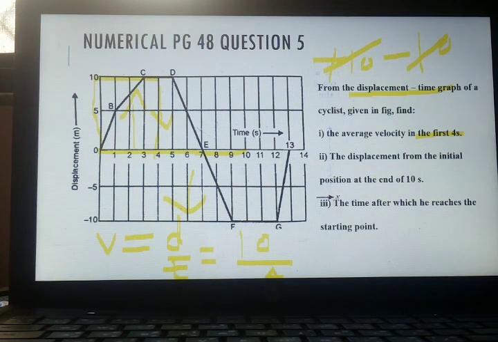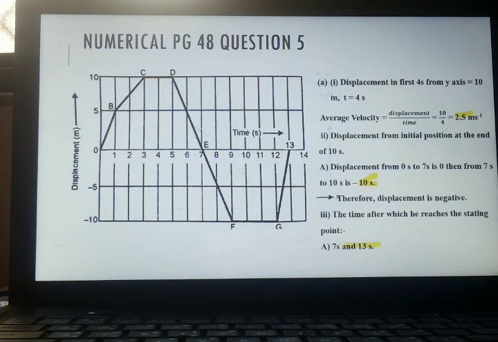Next one. The time after which he reaches the starting point. See, he has started from here. After how much time is he reaching the starting point? After 7 seconds as well as after 13 seconds. These are the two times at which he is reaching the starting point. After 7 seconds he reaches it again, and he returns again after 13 seconds. So this is two times.